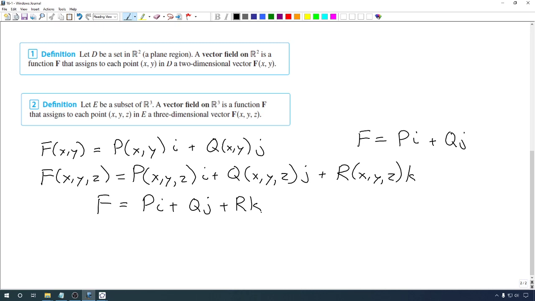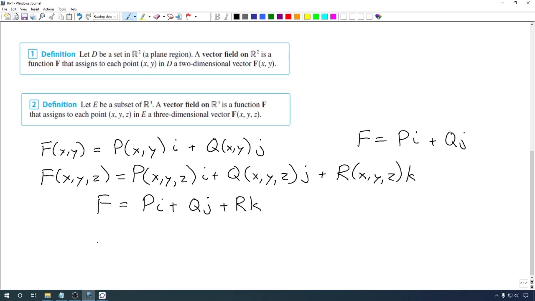Now, using p, q, and r here is not necessary. We could actually use different notation here if we want to. We are going to make use of these particular names for these functions in some later sections, especially when we get to things like Green's theorem or stuff like that. So we'll kind of stick with this notation going forward.